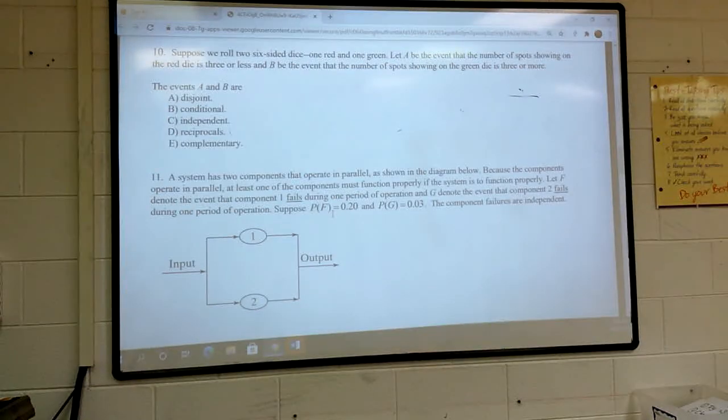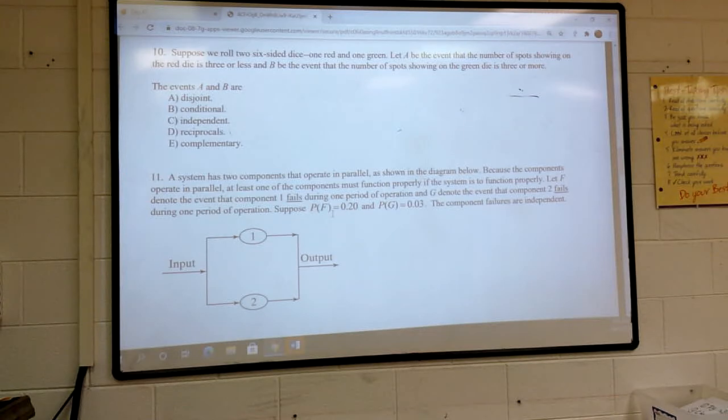Are they conditional events? No, there's no extra information given there. Are they independent events? Yes, because if the red die lands on a 3 or less, that doesn't change the probability of the green die landing on a 3 or more. It makes no difference. Are they what's called reciprocals? We haven't talked about that. That's a whole other thing, so that's probably not an answer.